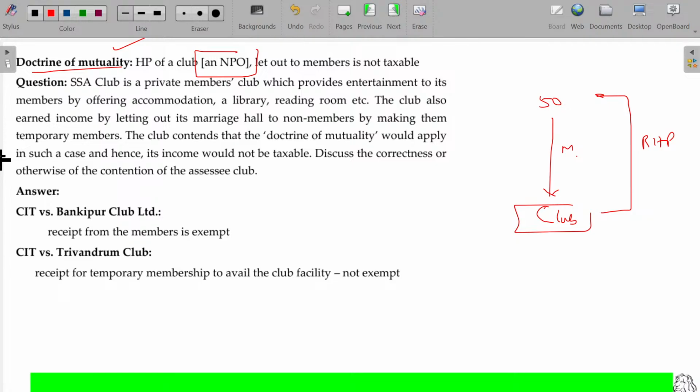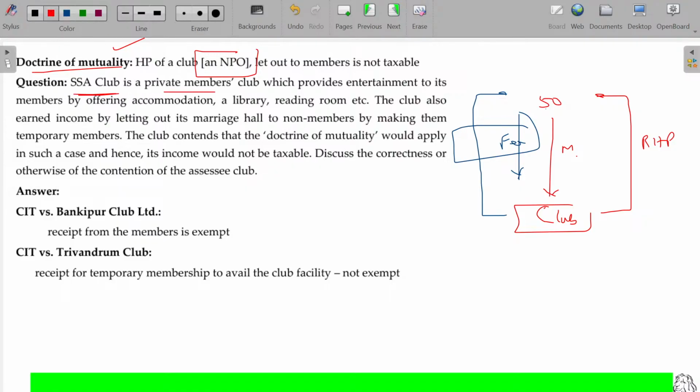But if a specialized facility is given by the club to these members for an additional fee, then this will be considered taxable. For the membership fees, whatever common benefits are transferred will not be considered taxable income. This is called doctrine of mutuality.